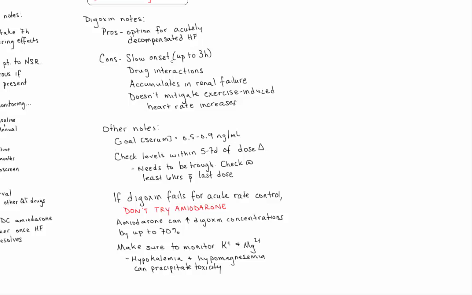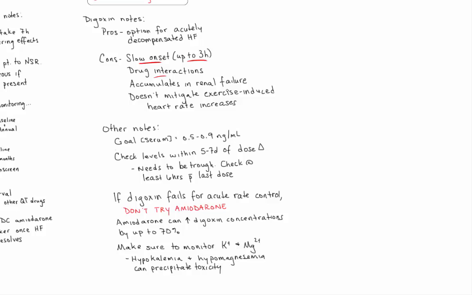The problem with digoxin is that it takes a long time to work. You're going to have a slow onset, sometimes up to 3 hours after an IV dose. And that's a long time to wait when you have a patient that comes in Afib with RVR and a really fast rate. It seems like it takes forever to see that rate start to come down. There are also a lot of drug interactions with digoxin. For example, digoxin plus calcium channel blockers can increase that serum concentration of digoxin by up to 70%. So you have to be very, very careful with that.